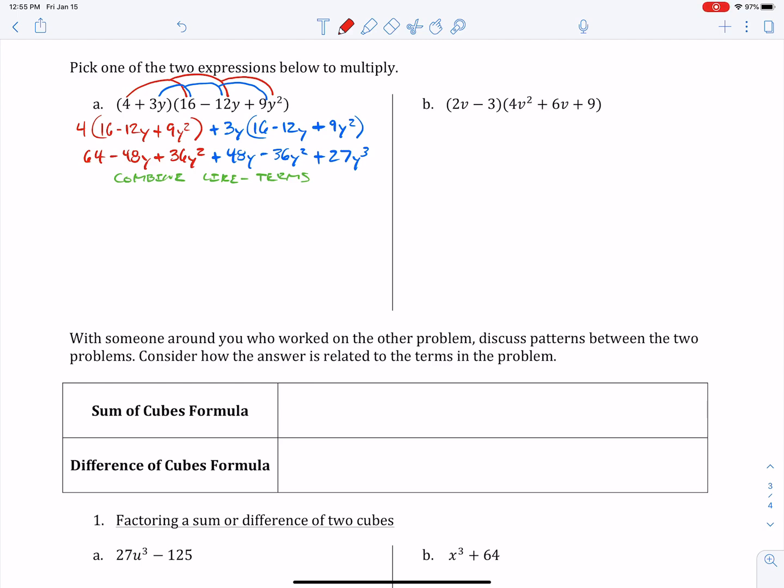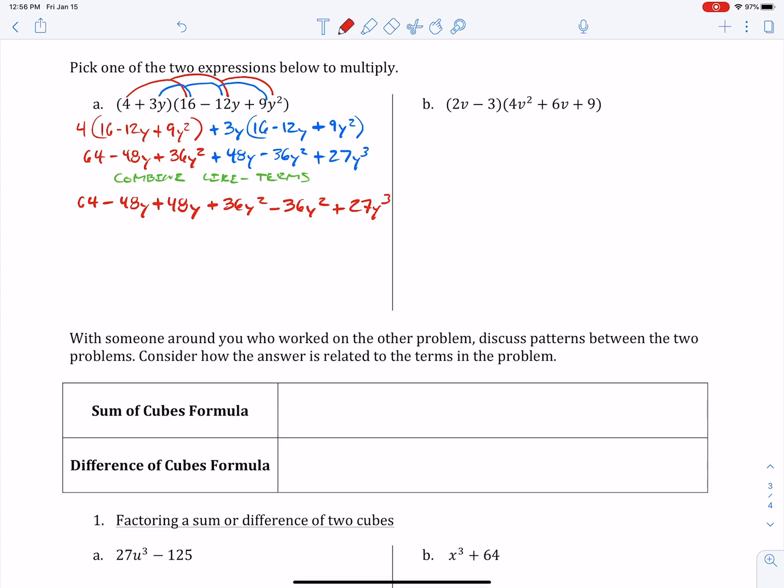Let's kind of put everything next to each other, and I think it'll help to visually see where the like terms are at. So I have 64 minus 48y plus 48y plus 36y squared minus 36y squared plus 27y to the third power. All I did there was I just reorganized the expression, and I put the exponents in ascending order. So I went from 1 to 2, then to 3.